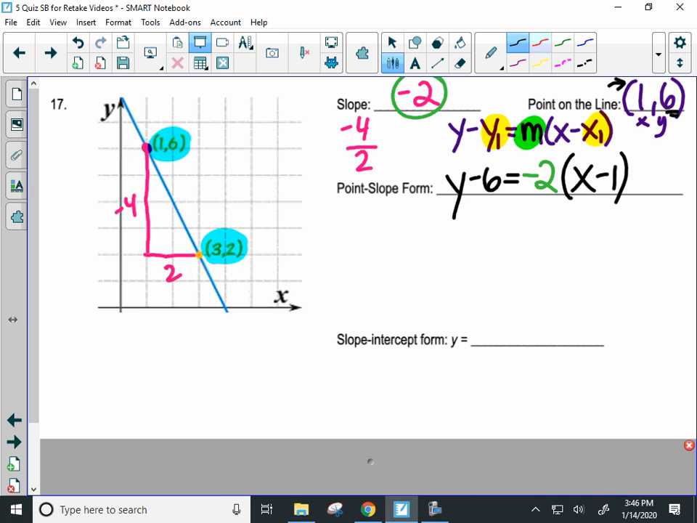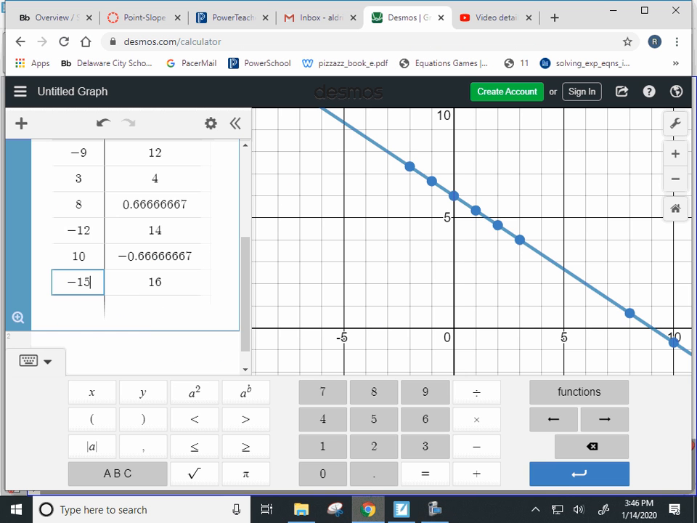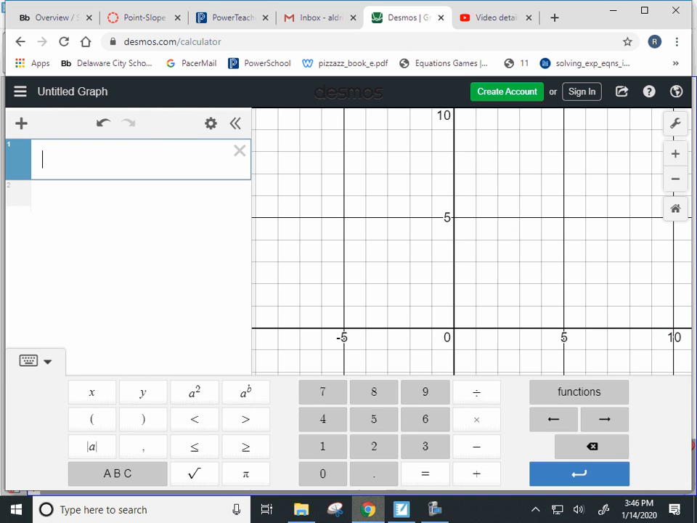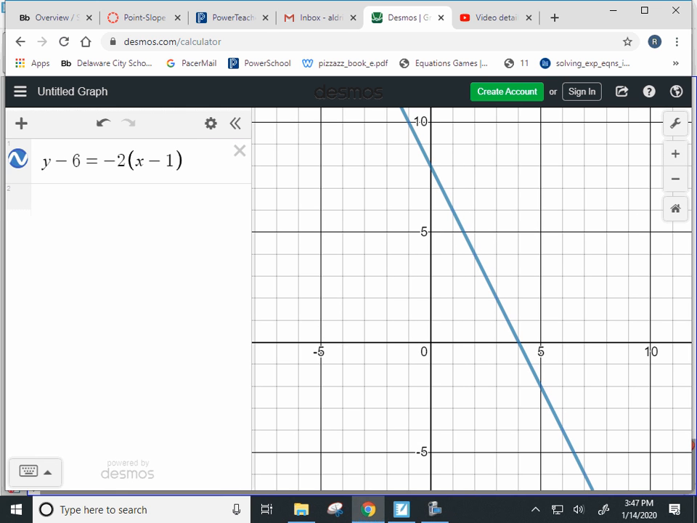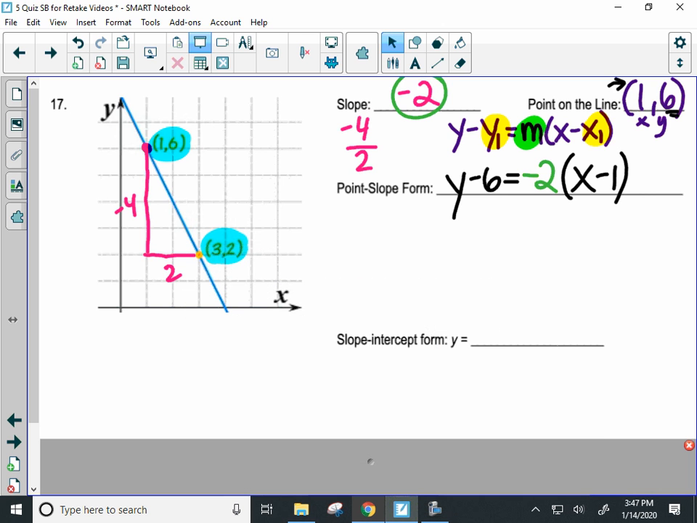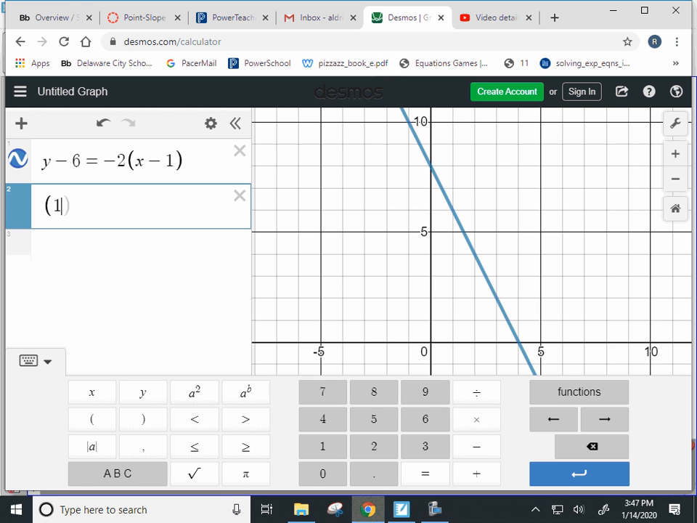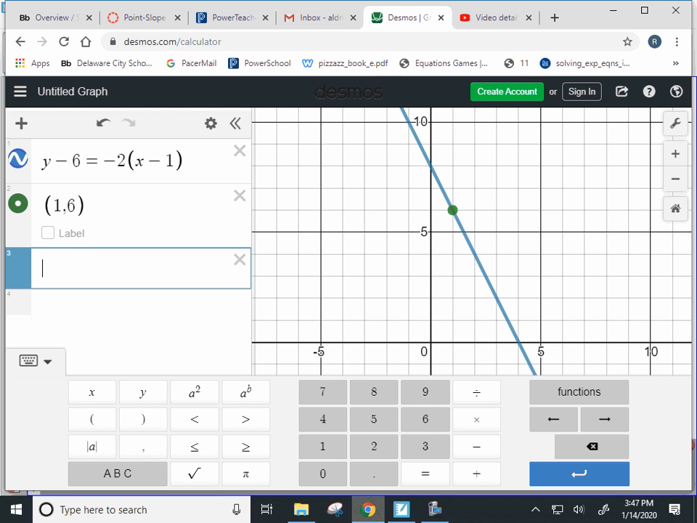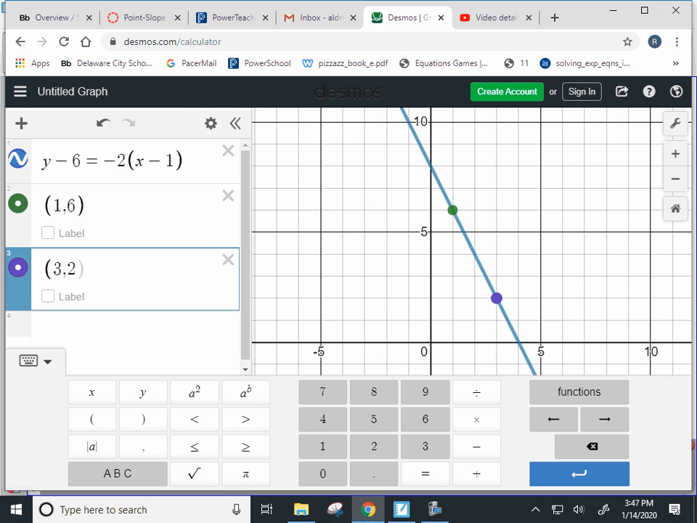Great. If you wanted to check that, you can use Desmos. You could type y minus 6 equals. And I know I keep showing you this on Desmos, but I really want you to check. So I'm going to type in Desmos: y minus 6 equals negative 2 times (x minus 1). Now when I type that in, I can plot both of those points, (1, 6) and (3, 2). So if I plot the point (1, 6) and the point (3, 2), I see that those are both on the line. So I know I wrote my point slope form correctly.